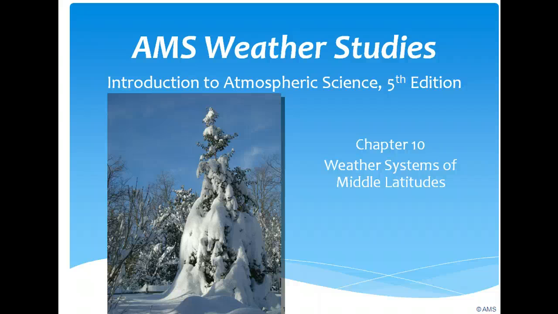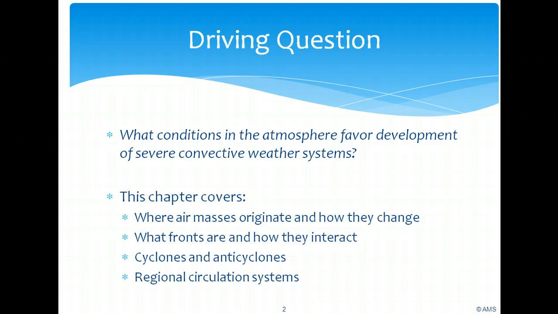This is the AMS Weather Studies WE 101 PowerPoint Chapter 10. We're going to look at weather systems of the middle latitudes. This chapter covers a variety of topics including air masses, where they originate, North American type, source regions, and air mass modification, frontal weather, such as stationary, warm front, cold fronts, occluded fronts, etc.